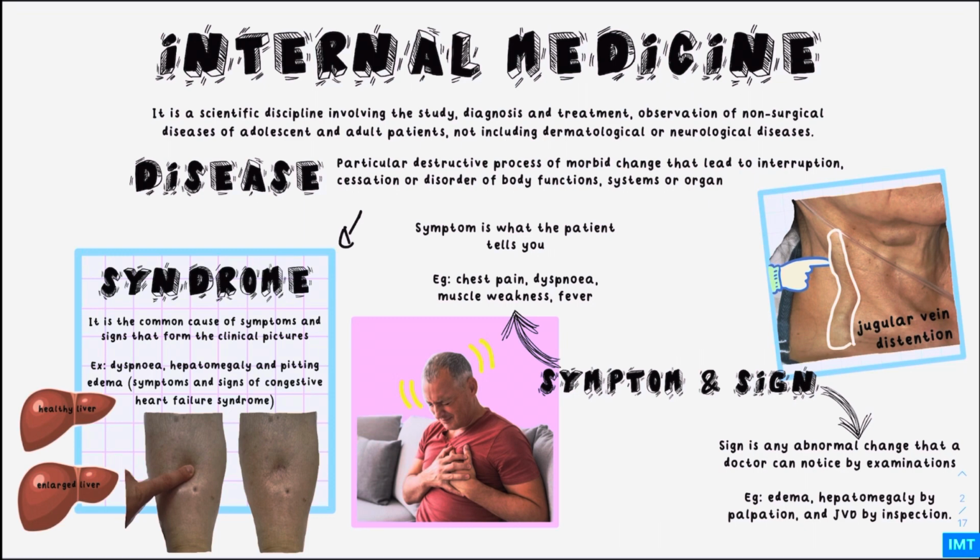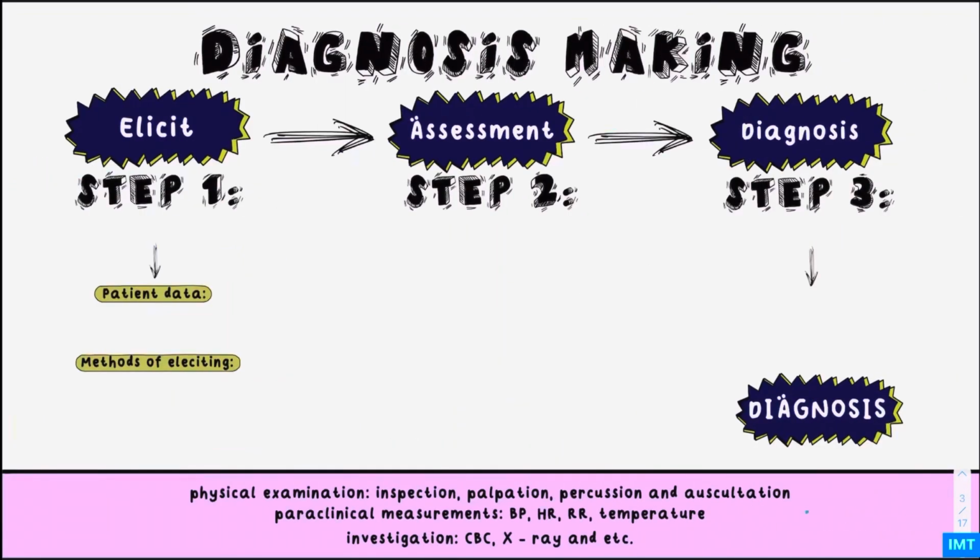What is a disease? Disease is a destructive process or any morbid change that leads to interruption of organ, system, or multisystemic dysfunction. Okay? Next, diagnosis. How can we write the correct and appropriate diagnosis? Step number one is electing.